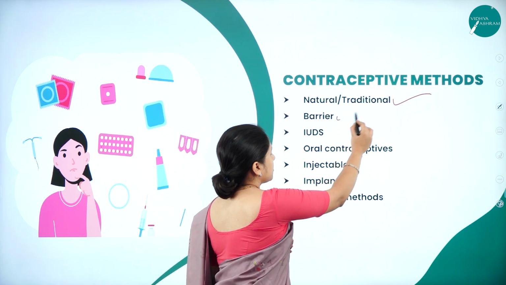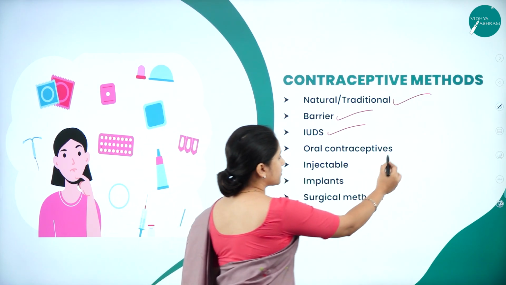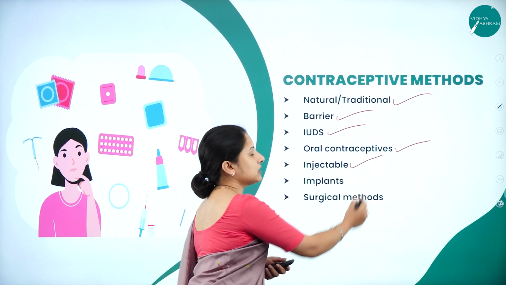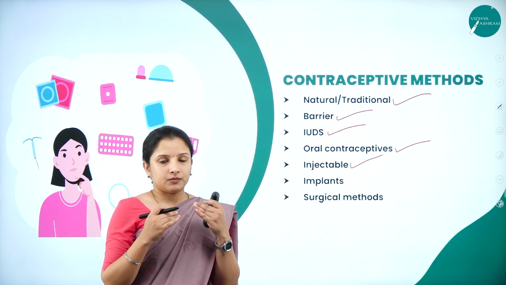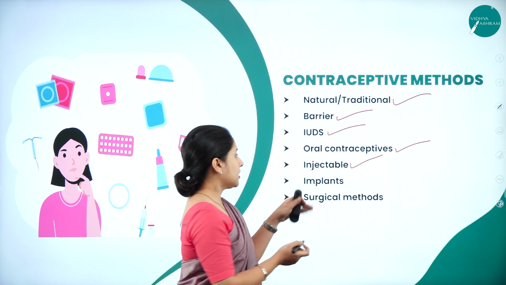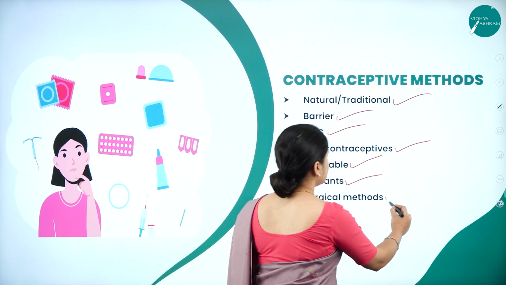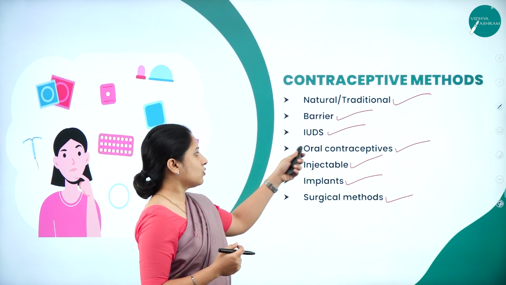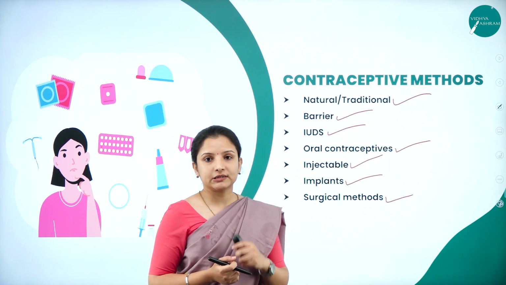We have the barrier method, the IUDs, that is intrauterine devices, and oral contraceptives, something that is taken by mouth in the form of pills. And you have injectable contraceptives, wherein various hormones such as progesterone are injected in order to prevent fertilization, or conception. Various implants are available, and also various surgical methods. Each of these methods, the natural or traditional method, the barrier method, the intrauterine devices, the oral contraceptives, the injectables, the implants and the surgical methods, we'll study in detail.